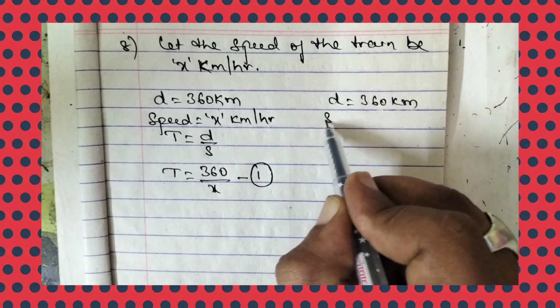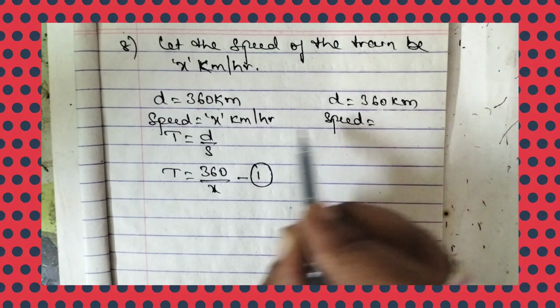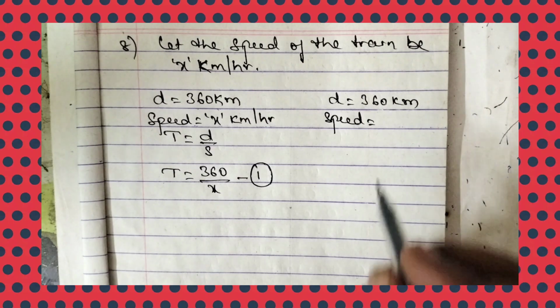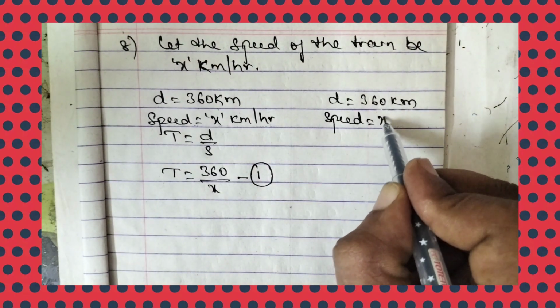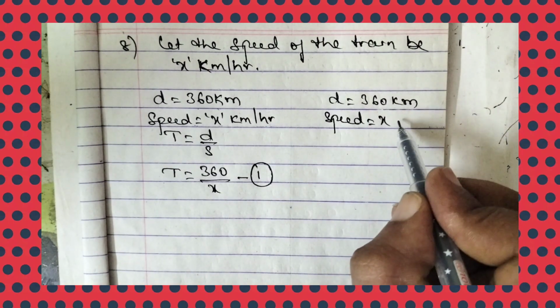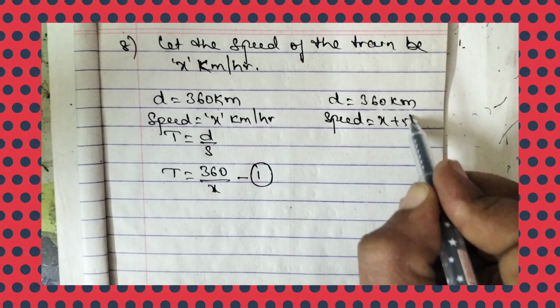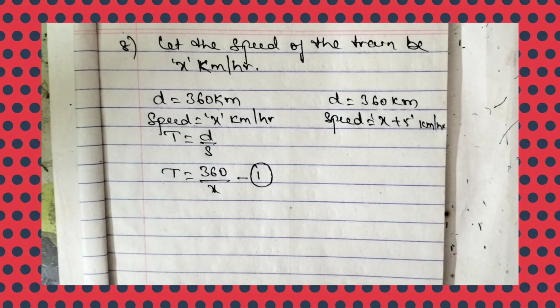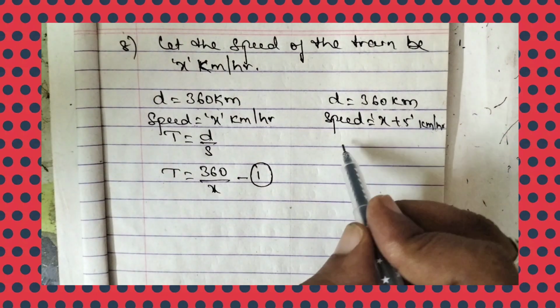Now the speed increases. Instead of moving at a speed of X kilometer per hour, now the train is moving 5 kilometer more. So before that, it is moving at a speed of X. Now 5 kilometer more means it is moving at a speed of X plus 5 kilometer per hour. Now this is the speed now.